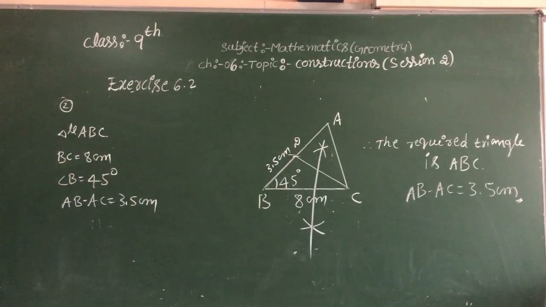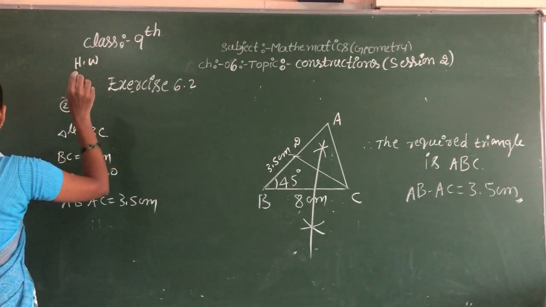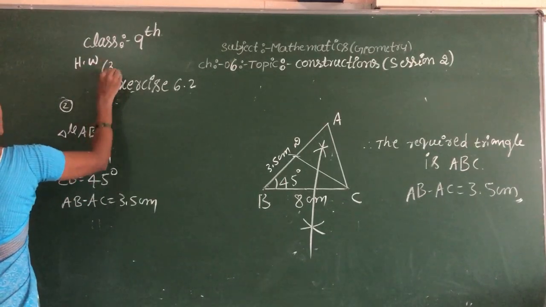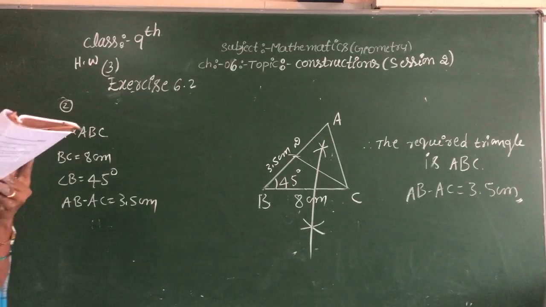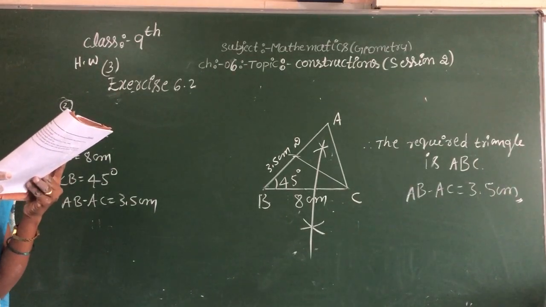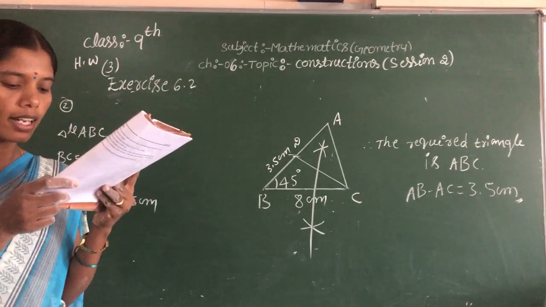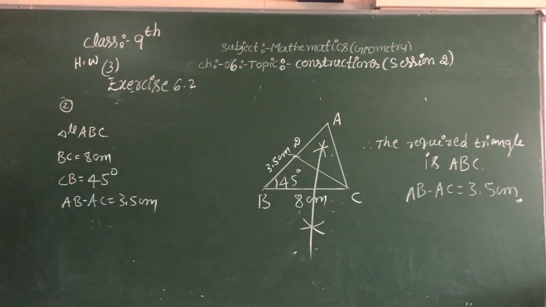Now next, construct a triangle 2 centimeter. You do that homework. Okay. So in the exercise, you do that homework from the third one question. Third one. Okay. And in the fourth one, construct a triangle XYZ in which angle Y is equal to 30 degree, angle Z is equal to 90 degree, and XY plus YZ plus ZX is equal to 11 centimeter. Okay children, do that one.